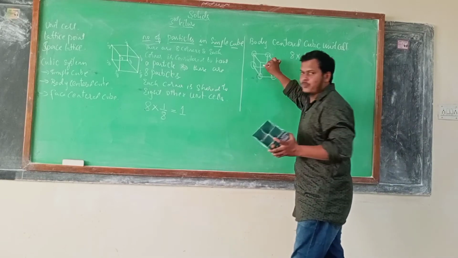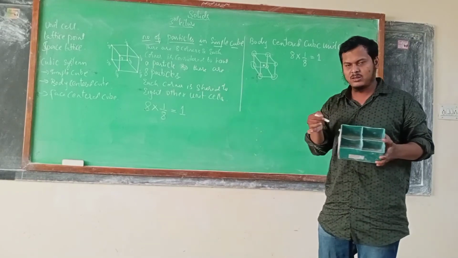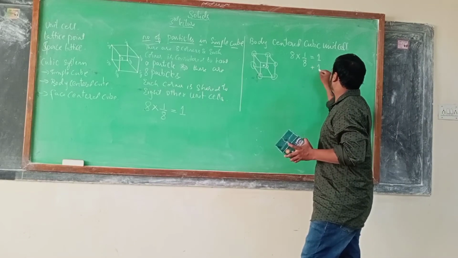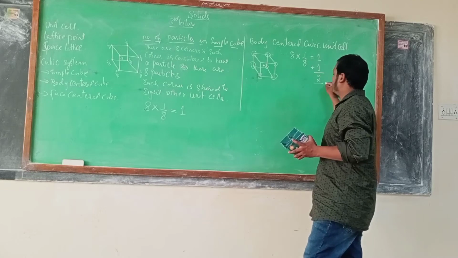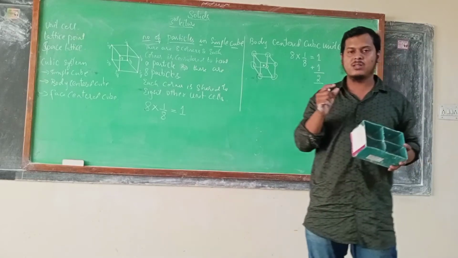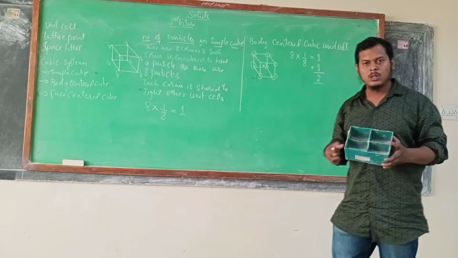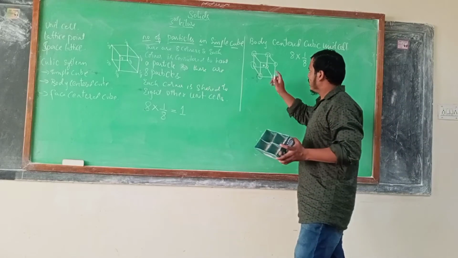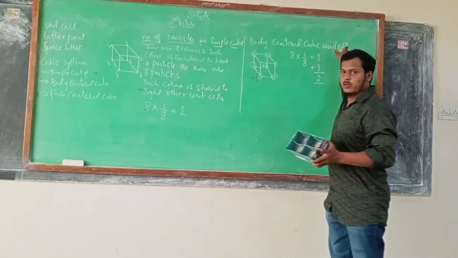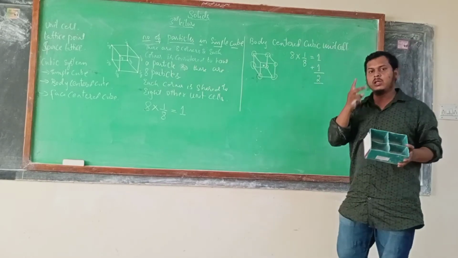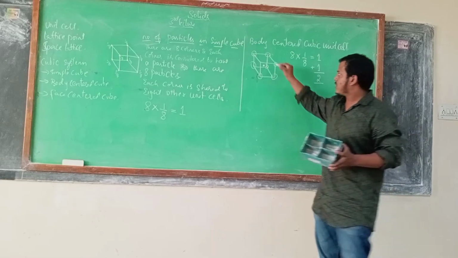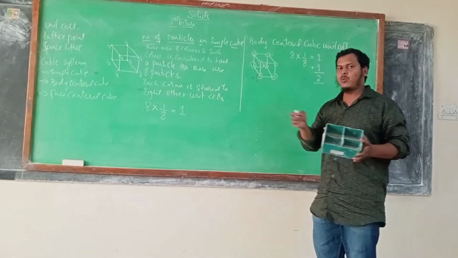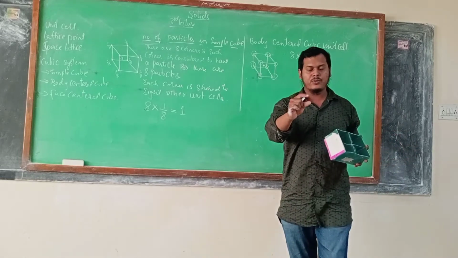And one more atom I have at the center. So one more atom at the center, plus 1, will give me how much? Totally 2 particles, or I can say 2 atoms. Are you getting it? So a body centered cubic unit cell will have totally 2 atoms. How? Because I have 8 atoms at the 8 corners and 1 atom at the center.